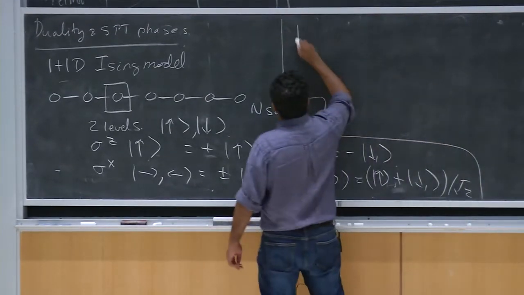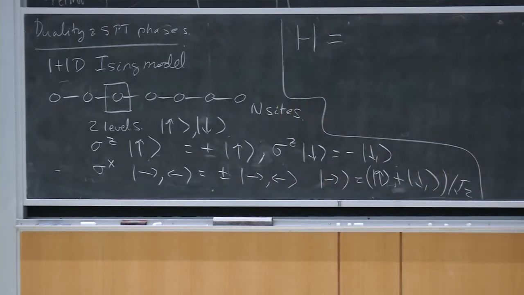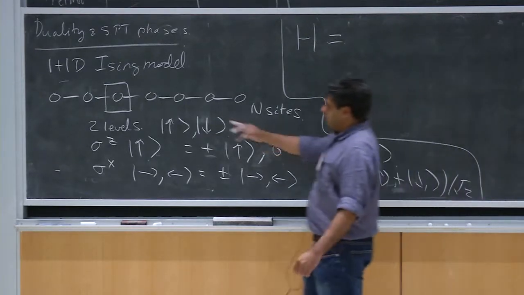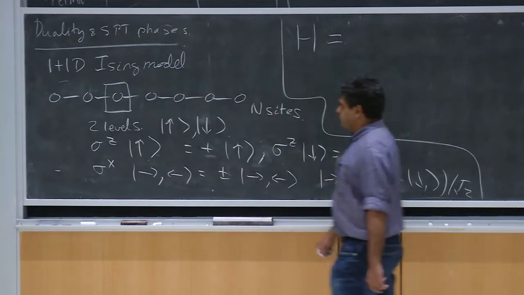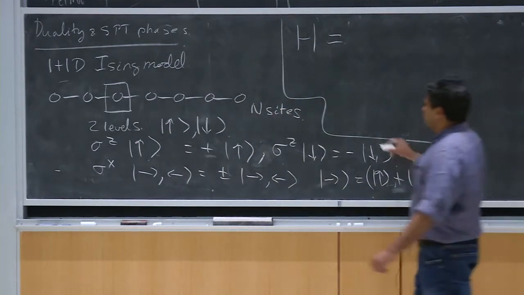Well, we have some choices. So we're going to demand a few physical requirements. The first, of course, is locality. So I want only sites that are near each other to interact. The other thing we'll impose is a symmetry. Okay, so we'll impose a Z2 symmetry.